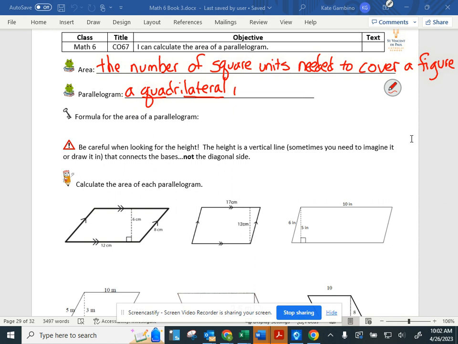A parallelogram is a quadrilateral with two pairs of parallel sides. What does it mean if sides are parallel? They're not the same thing, they're lines or sides, but they never cross.